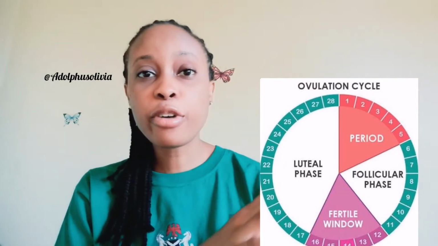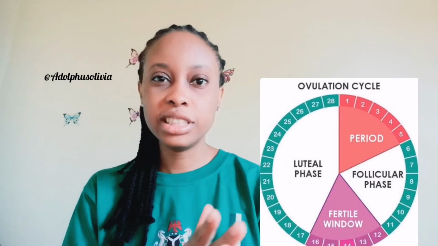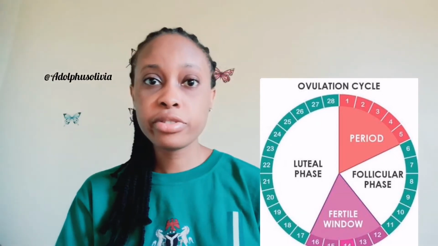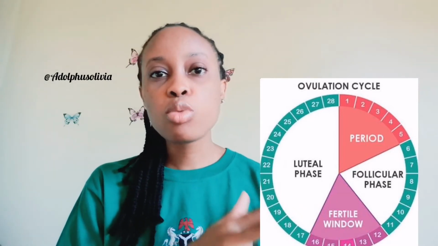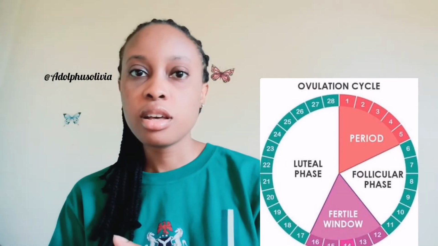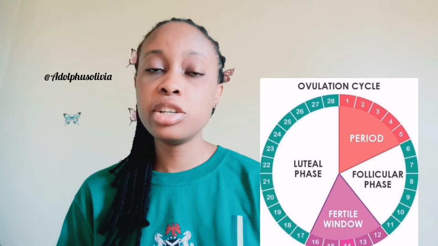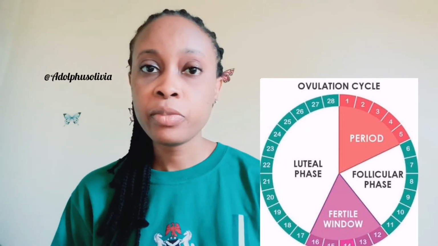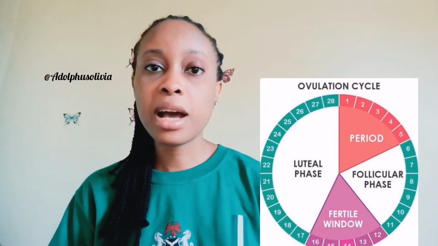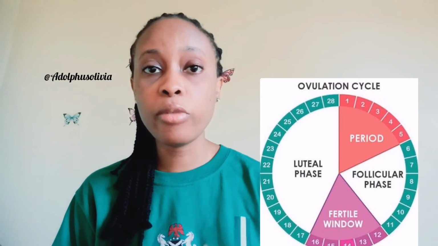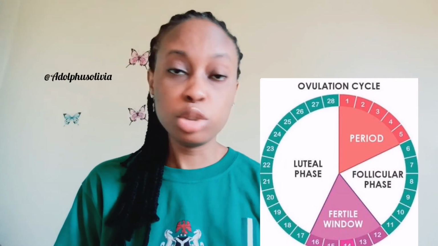Then from the fifth day down to the 11th or 12th day, that period you're kind of safe. Then between the 11th or 12th through the 14th or 15th day, that is when you are expecting your ovulation. During ovulation, the body releases an egg, and when it releases this egg, it means you're fertile. Once you meet with your partner, you are capable of getting pregnant at that time. So that period you are not safe.